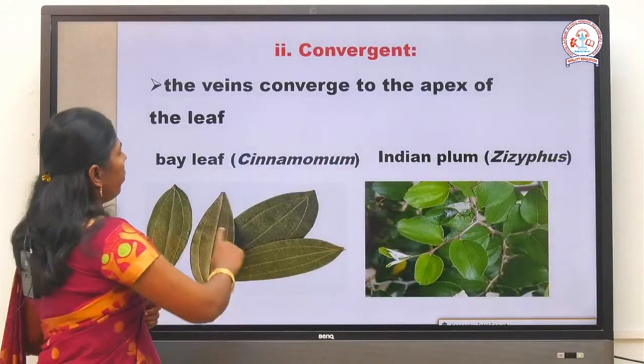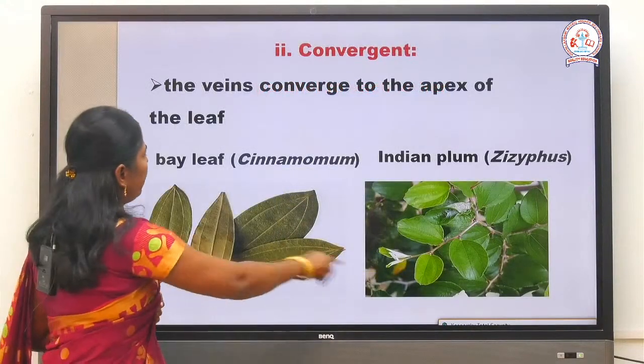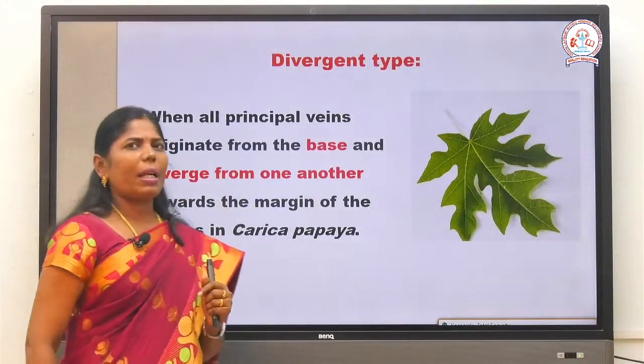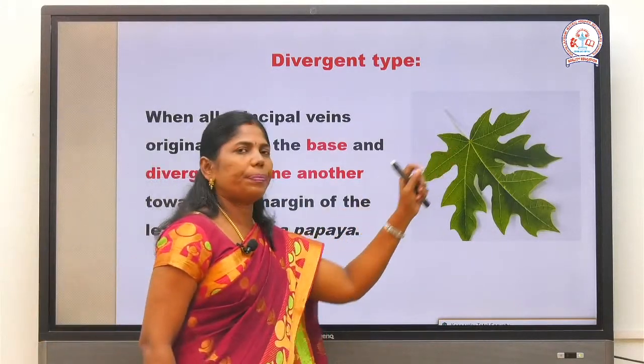So an example for the divergent type is the papaya leaf. The divergent example is Carica papaya. That is a well-known leaf, isn't it?